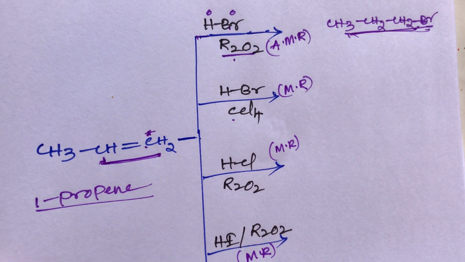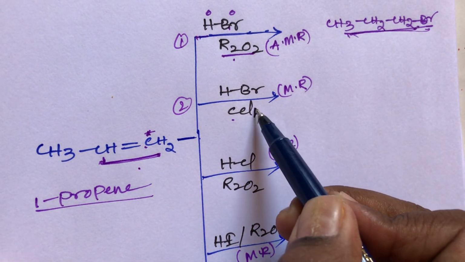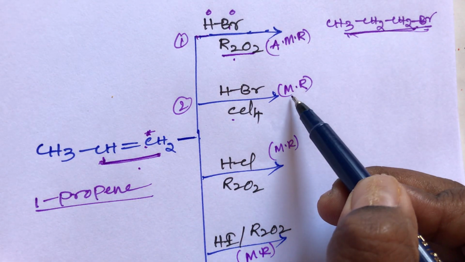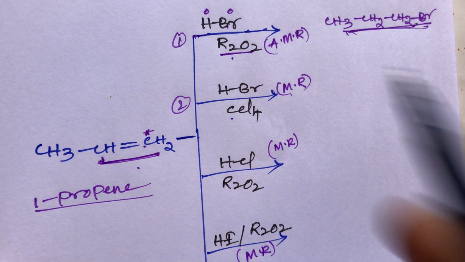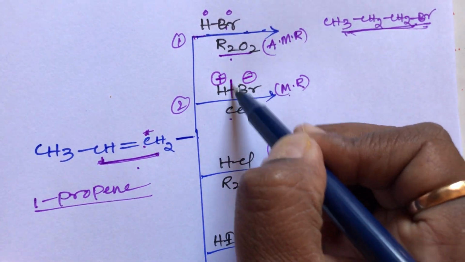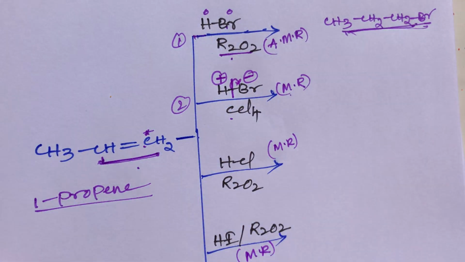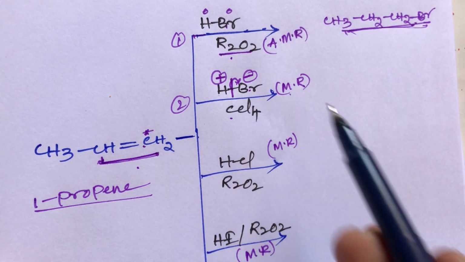And what about the second one, students? This is the first one, this is the second one: 1-propene reacting with HBr in the presence of CCl4. It follows the Markovnikov rule. What is the Markovnikov rule, students? In HBr, hydrogen gets a positive charge and Br gets a negative charge, the bond breaks and the bond shifts towards Br. So here we have H plus and Br minus. H plus is called the electrophile and Br minus is called the nucleophile.